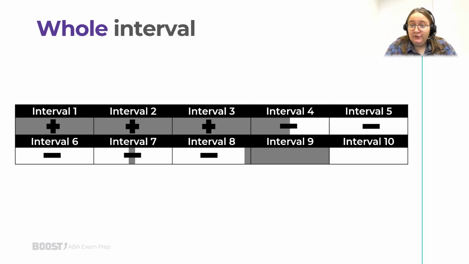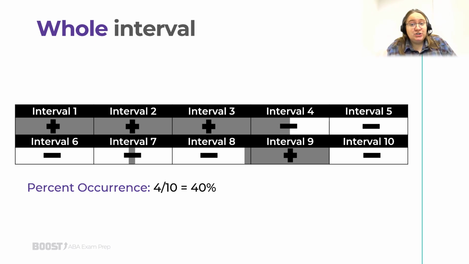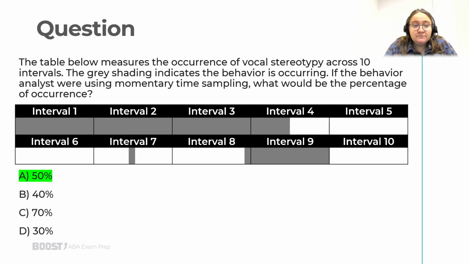Interval 9 is occurring for the entire 10 seconds, so we'd mark that as a yes. And interval 10 has no behavior occurring within that 10-second period, so we'd mark that as a no. So again, we're going to calculate it over the total number of intervals, and we actually get 40%, so even a totally different number from partial interval recording. So in this question, 50% would be the correct answer. So if you used momentary time sampling, you'd get 5 out of the 10 intervals where the behavior was occurring, again, intervals 1, 2, 3, 8, and 9, right? So 50% is our correct answer here.